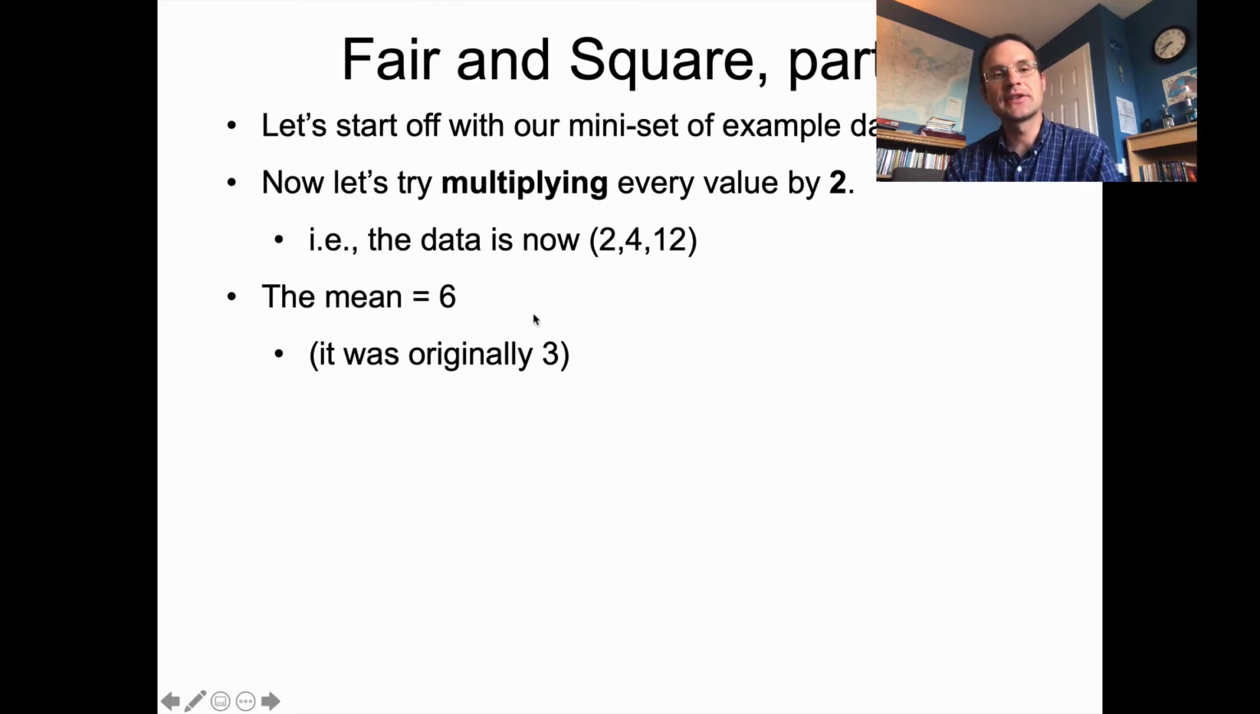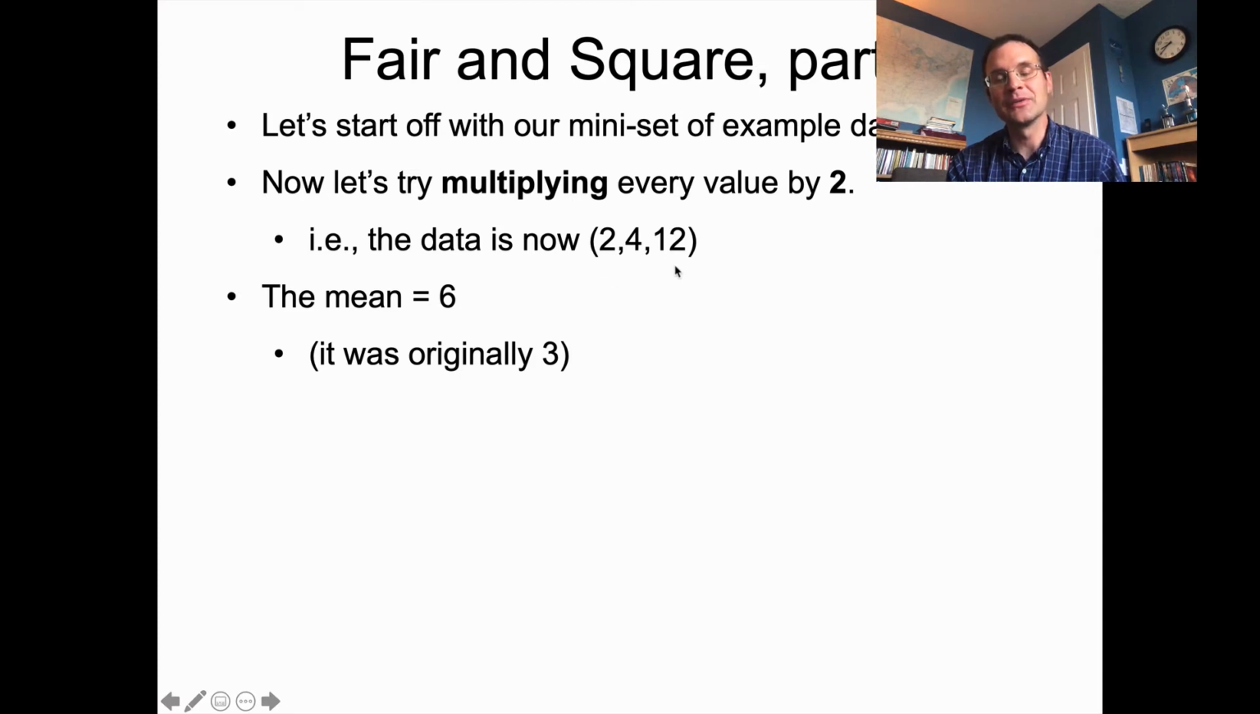So we've got 6. And before we had these squared deviations of 4, 1, and 9 that added up to 14. Now we have 6 minus 2, that's 4. Square that, you get 16. 6 minus 4, you square that, you get 4. 12 minus 6, you square that, you get 36. Now it's going to look a lot different. So 36 plus 16 plus 4 is 56. And we're still going to divide that by 2.